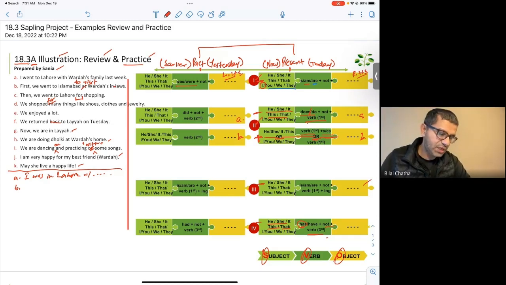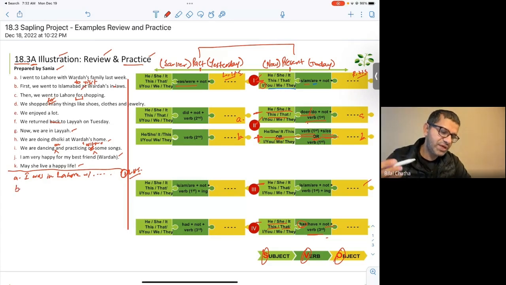We'll start with statement A: I went to Lahore with Varda's family last week. We already have a suggestion from Shazia: I was in Lahore. So it's from this structure, one on the left-hand side. I was in Lahore with Varda's family last week. Any other suggestions? Raise your hands. Same sentence. If you want to use different words, how will you say that? Okay, this is pretty good. Let's move on to the next sentence.